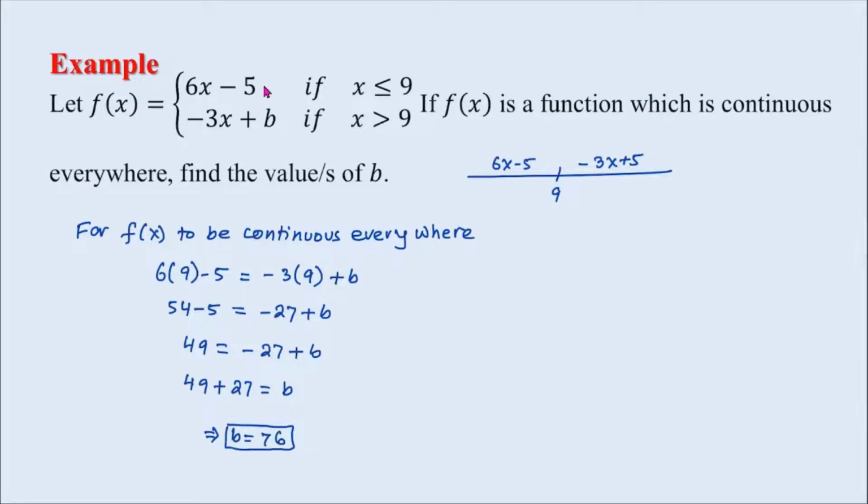So the meaning of that is, this function will be continuous everywhere if the value of b is 76. If b is 76 and we evaluate the function at 9, the values that we obtain from here and from here will be equal. They will both be equal to 49. So that's how we can solve a problem like this one.